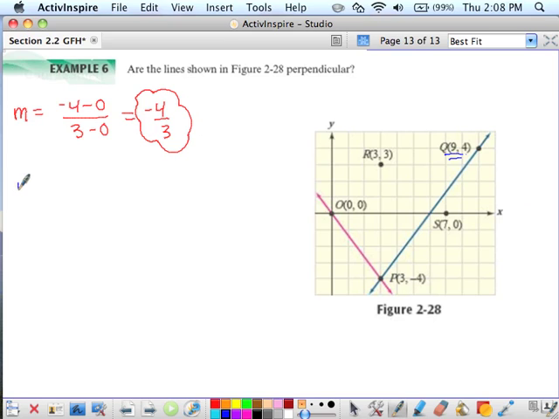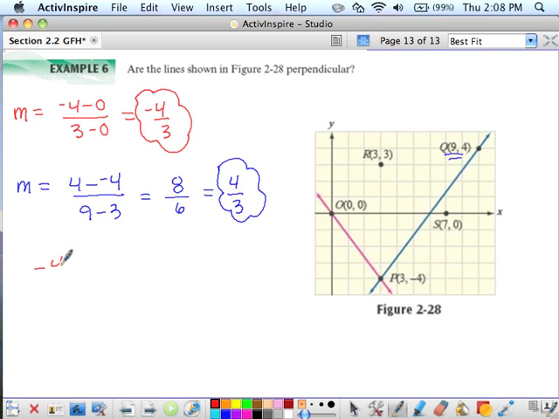M equals, let's see, second y is 4 minus negative 4 over the second x is 9 minus 3, which equals positive 8 over positive 6, which will simplify to 4/3. So there are the two slopes, and we need to compare those slopes and decide whether these two lines are perpendicular. Well, the first slope is negative 4/3. And the second slope is positive 4/3.